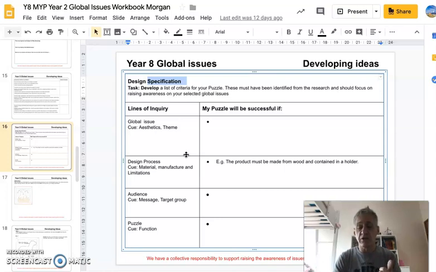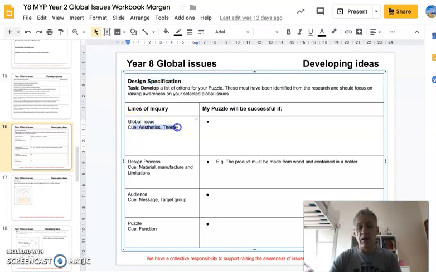We've done some research into global issues, and we've decided on what issue we're on about. We've made a mood board. We've done some investigation into wood. We've done all the necessary background information now. So now we need to say, well, how will I know if my puzzle is successful? And so we're going to have these lines of inquiry, and we're going to link them to some things here. So I'll show you an example in a second.